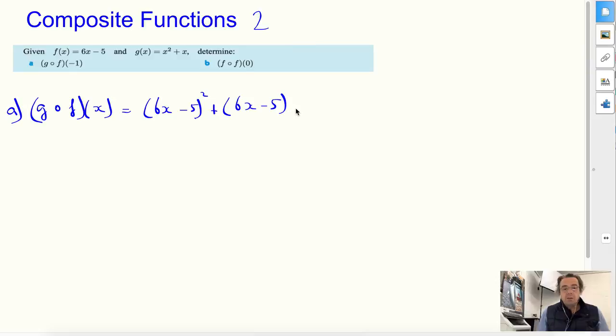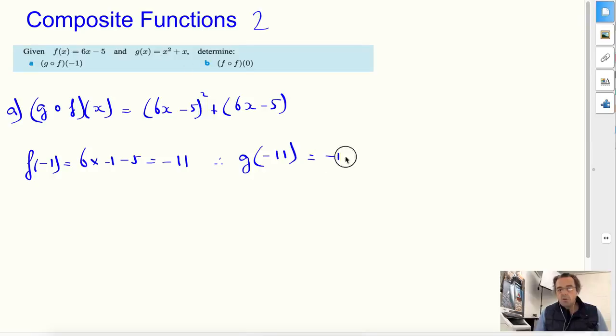And then I would need to plug in -1 for that. But of course I can do it more easily. I can put -1 in f straight away. So I can first do f of -1, which is 6 times -1 take 5, that is -11. And then what I'm going to do is calculate g of -11. So the output of this one, -11, goes to the input of g. Now g of -11 is -11 squared take 11, which is 110. So that's the easiest way to do it, because this is just a lot of work.